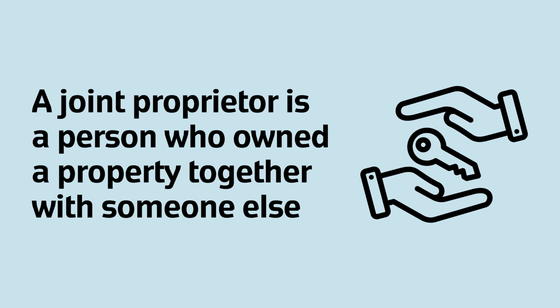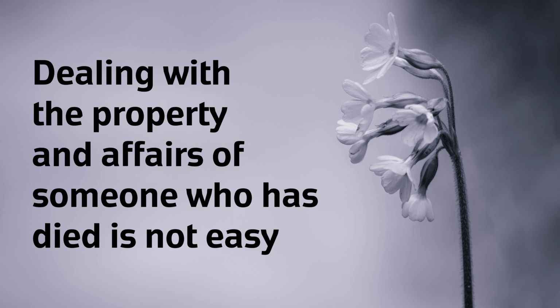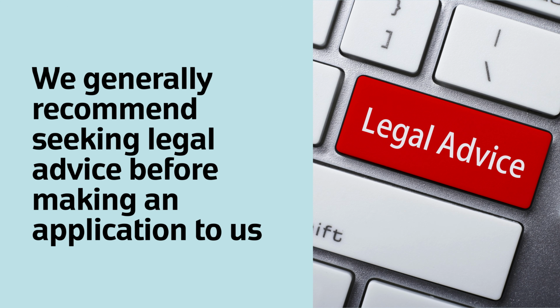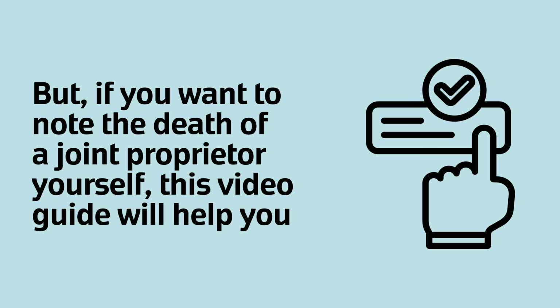A joint proprietor is a person who owned a property jointly with someone else. We know that dealing with the property and affairs of someone who has died is not easy, and we are here to help you at this difficult time. We generally recommend seeking legal advice before making an application to us, but if you want to note the death of a joint proprietor yourself, this video guide will help you.